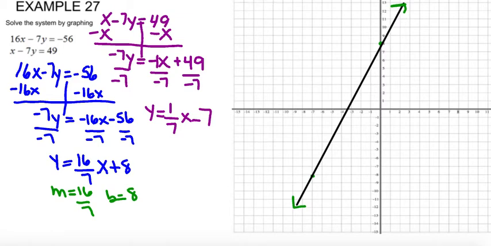Do the same thing with the second equation. The slope for the second equation is 1/7, and the y-intercept is negative 7. So now I start my graph at negative 7, and then I go up 1 to the right 7. And then I can go down 1 to the left 7 as well to extend the graph. And then draw the line.